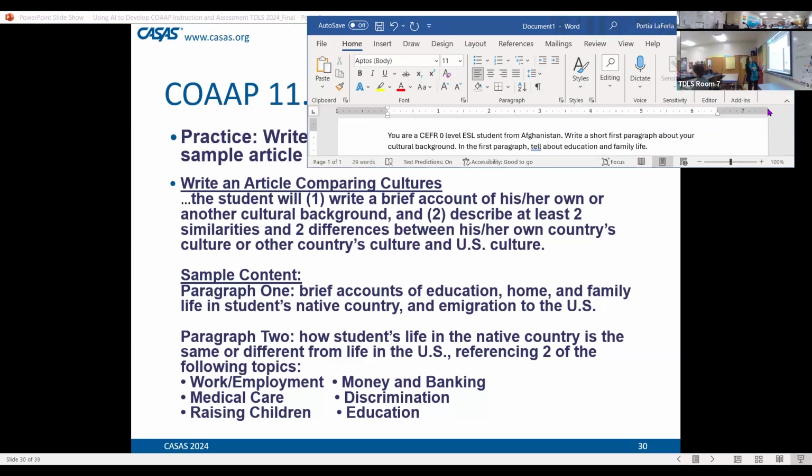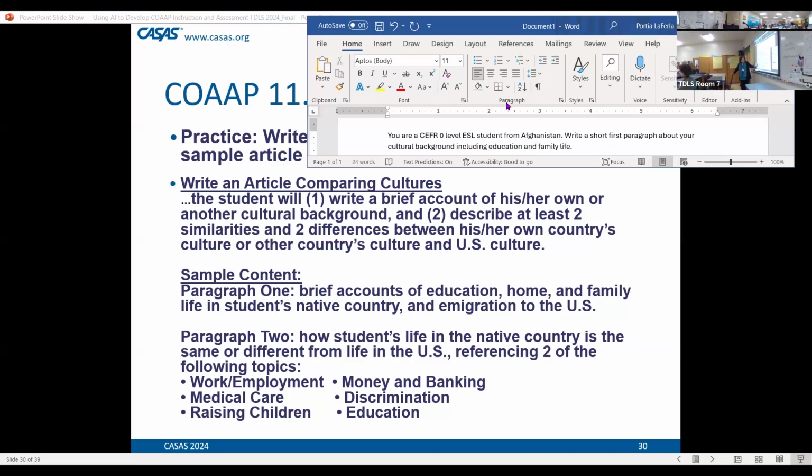Okay, it might not know what CEFR level 0 is. Well, we're going to find out. I just tried plugging it into Gemini and it knew. Well, let's try it. If it doesn't, we'll just keep going lower. Okay, write a short first paragraph about your cultural background, including education and family life. Just to put the two things there. Is that going to be okay for a brief, short paragraph at that level?